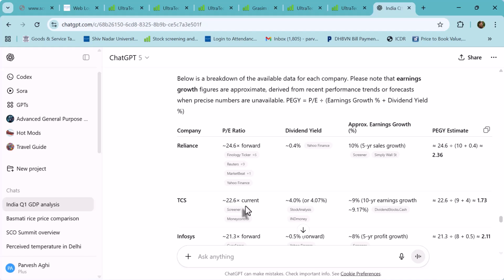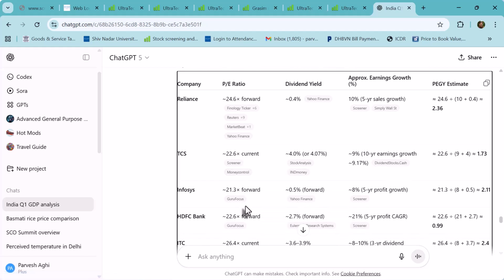Okay. Now we are assuming all the numbers are right. Sometimes you can check also, because some numbers can be wrongly given by the AI also. Fine. So we are not debating that at the moment, but we are just learning the concept. So Infosys is trading at 21.3, and dividend yield is 0.5.